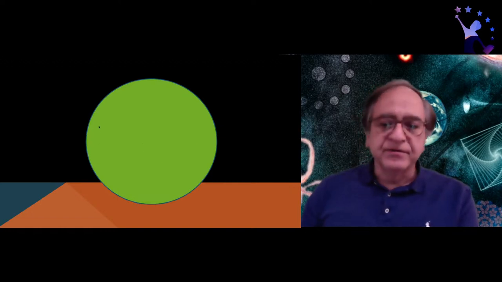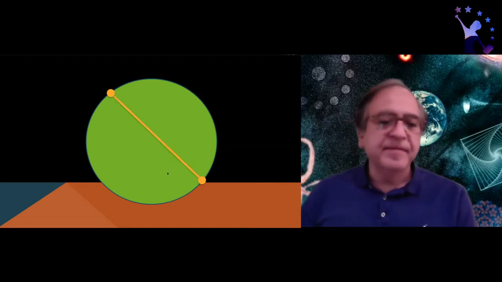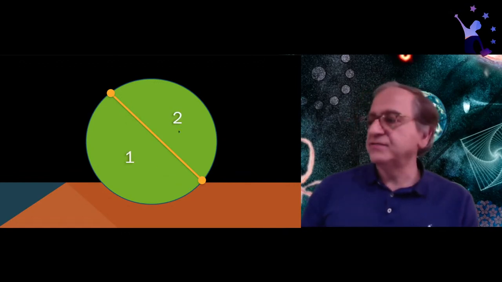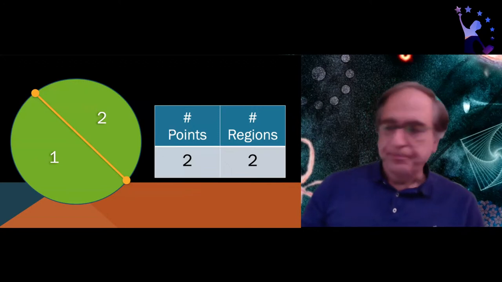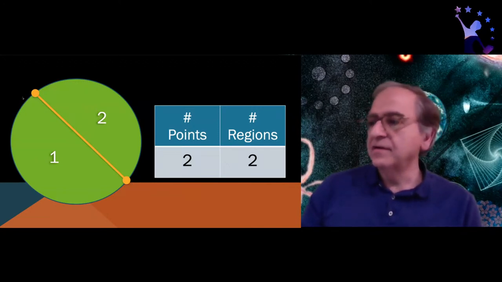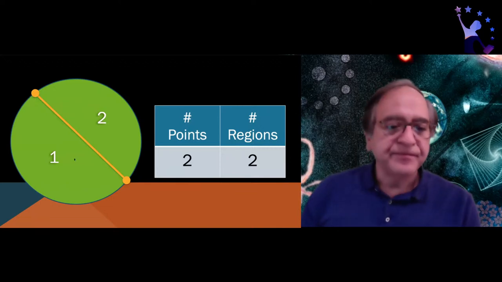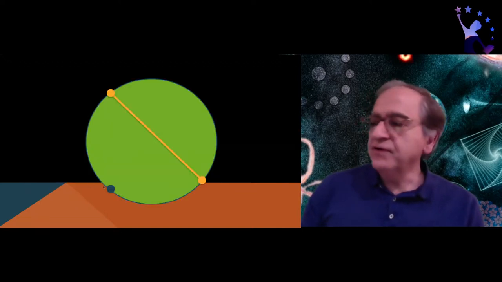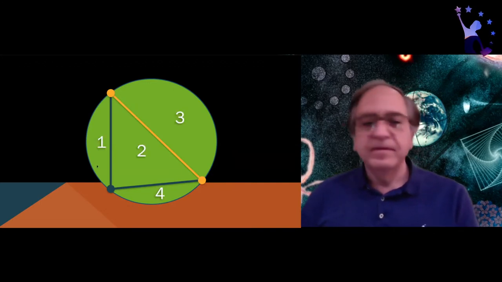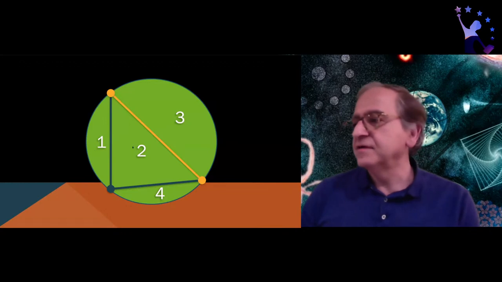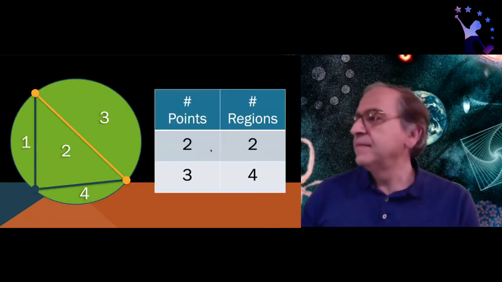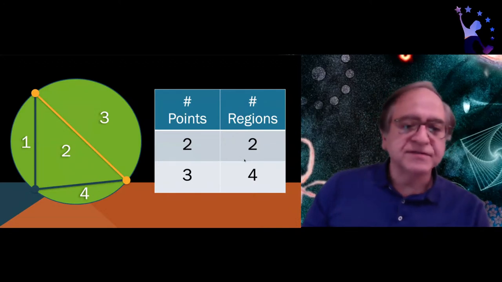There's one region here, good. Now, suppose we put two points on the border of the circle and we connect them. How many regions do we get? Well, we get two regions, region one, region two. So with two points on the circle, you get two regions. Suppose you have three points and you connect all points together. How many regions do we get now? Well, you get four regions, one, two, three, four. So with three points, you get four regions.